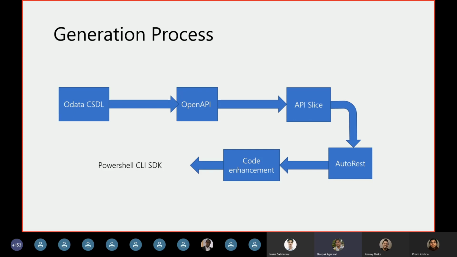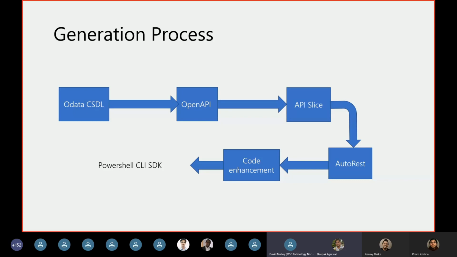So one of the key tools which we are using is Autorest. Autorest is a code generation tool which takes in the OpenAPI file and generates the corresponding PowerShell commandlet.